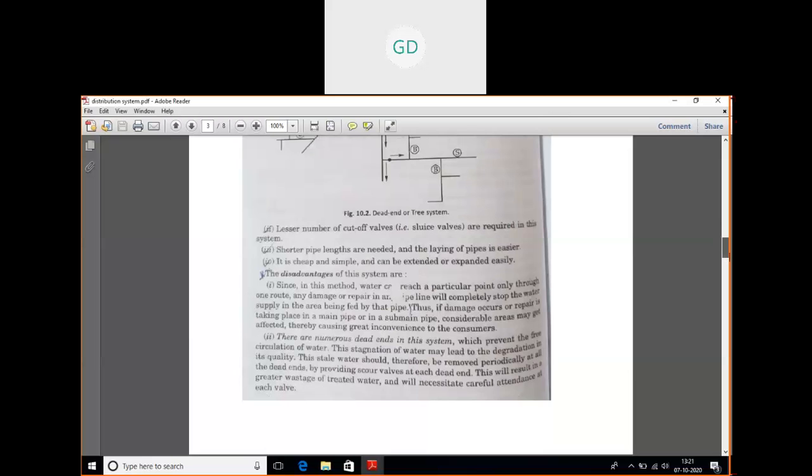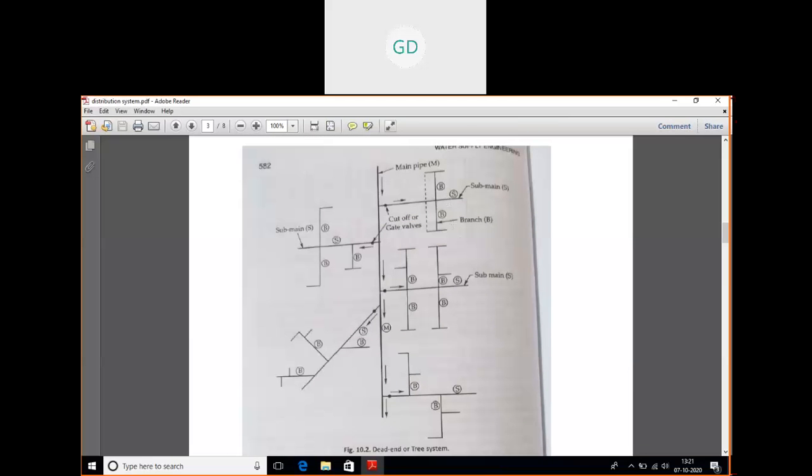The next one is that here we can see numerous dead ends. These are known as dead ends. Since these are closed, what will happen? The water coming like this and going in this way will get blocked here. The water will be devoid of free circulation, and some amount of water will stagnate here. So what will happen in that case? The water might get polluted, or it will become dirty after a few days. So that is a disadvantage, that the water does not get free circulation.